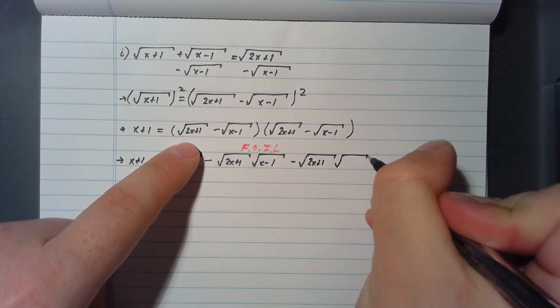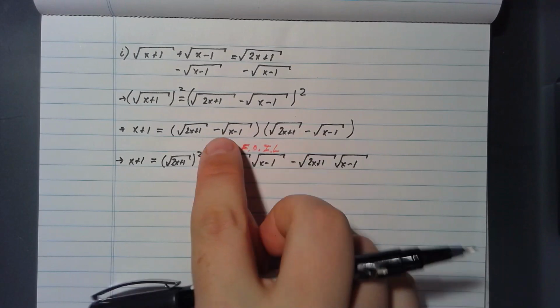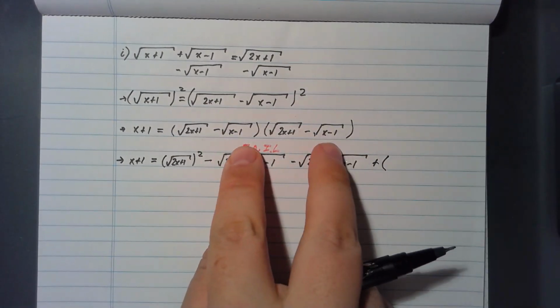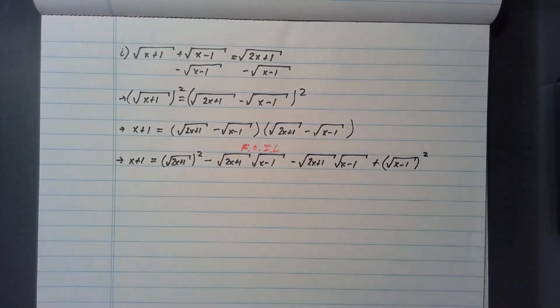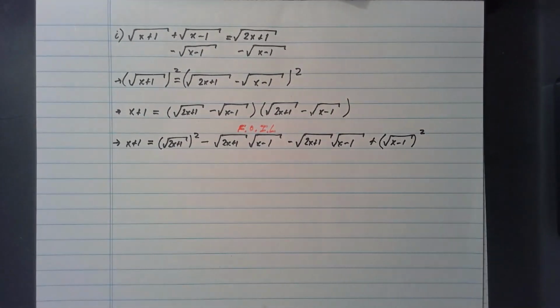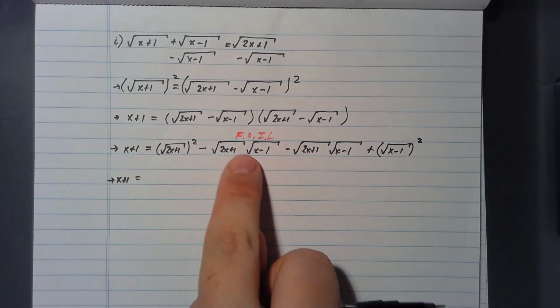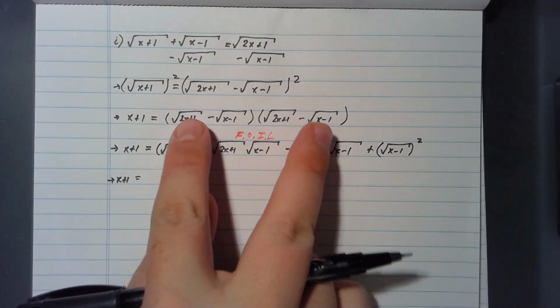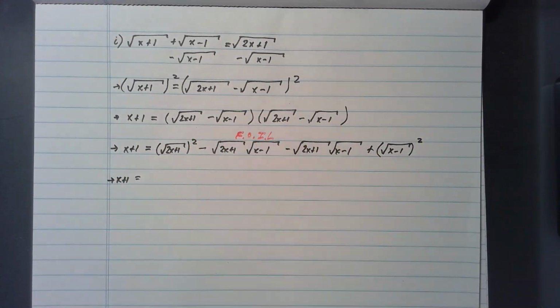This might look ugly at first, but it'll simplify. And then this one, that's the last. So this times this, that's positive. And that's going to be this times this, which is the same thing. So that's going to be the root of x minus 1 quantity squared. So let's simplify this. This is just the FOIL process term by term. This product: outside is here, inside is here, last here.